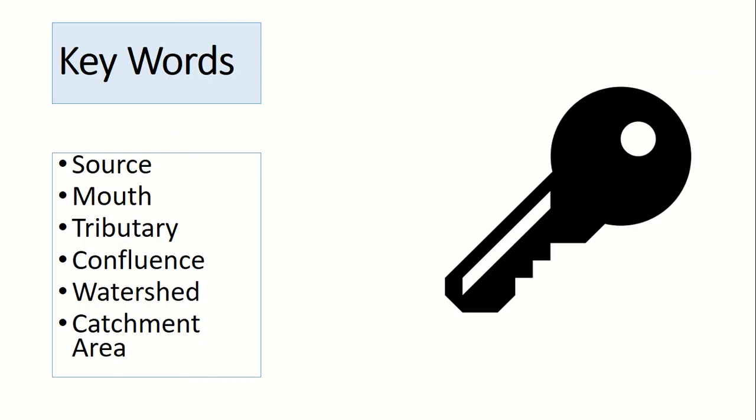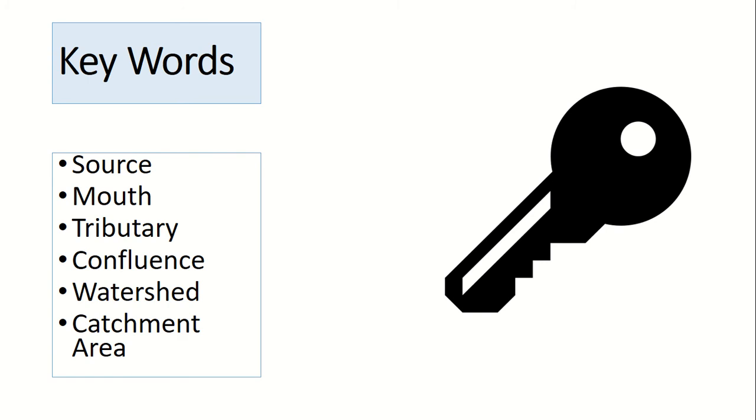And we're going to look at a couple of key words here. So don't worry too much at the moment about understanding what they are. We're going to go through each of them in some detail. And they are the source, the mouth, a tributary, a confluence, the watershed, and a catchment area.